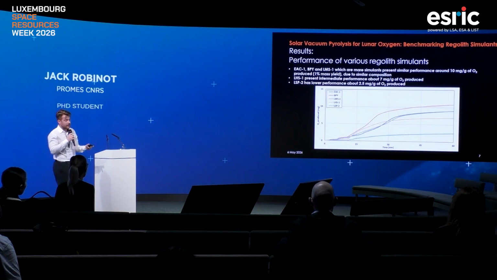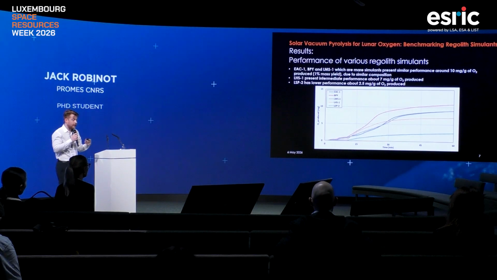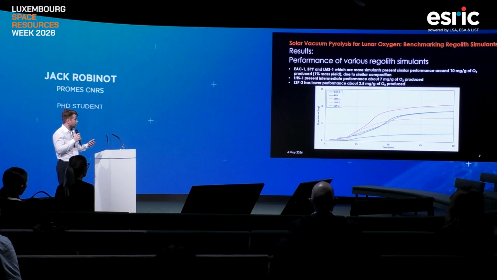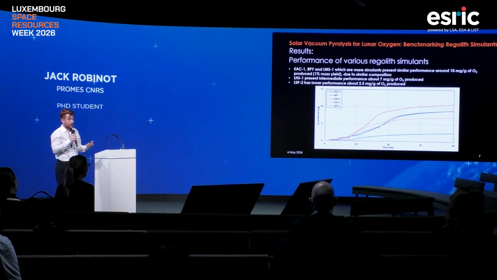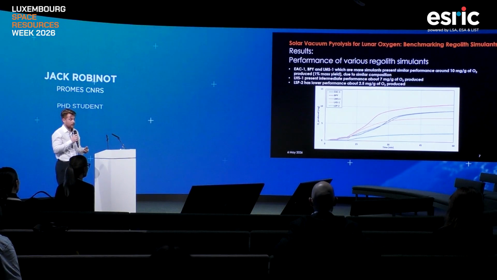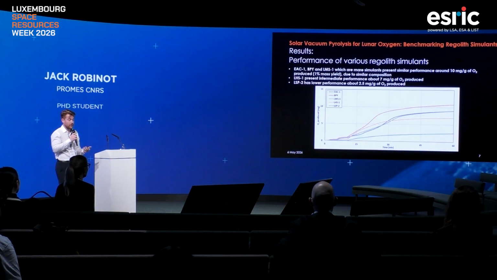Yeah, so this is the result that we have been yielding. What we did is we compared various regolith simulants: ESA1, BPI, LMS1, LHS1 and LSP2. We found that we have some similar yield for Mare simulant. We are able to yield around 10 milligrams of oxygen, which is 1% in the mass yield of regolith, which accounts for 2.5% of the oxygen mass inside the lunar regolith.